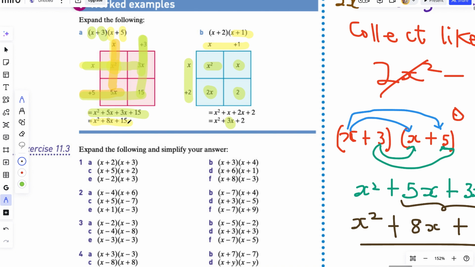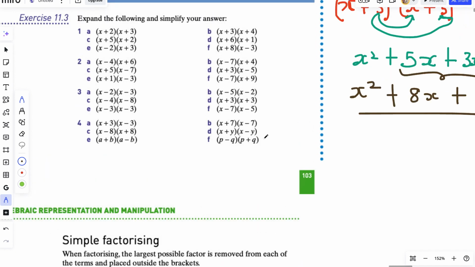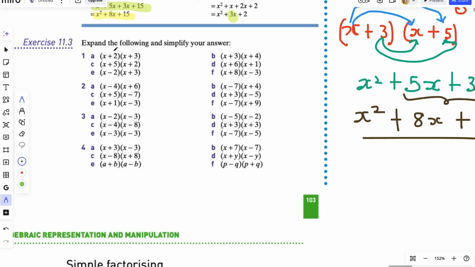Okay, if you don't want to use the box to expand, you can expand like this manually. Is that okay? Now, you pause the video at this junction. We have a lot of problems for you to expand, so pause it and solve. The more you solve, the better you become. The more you expand, the better you become. You don't do, you don't get.